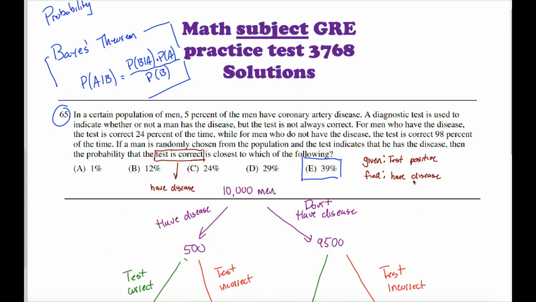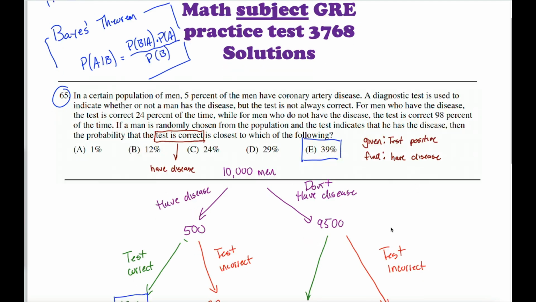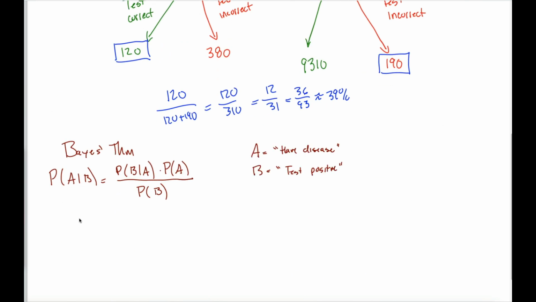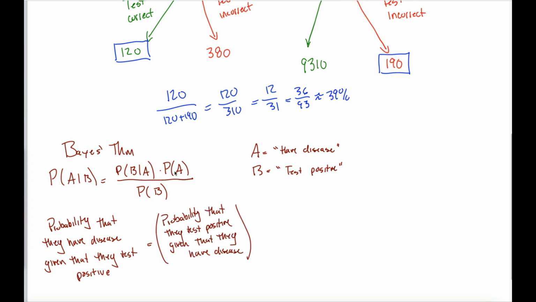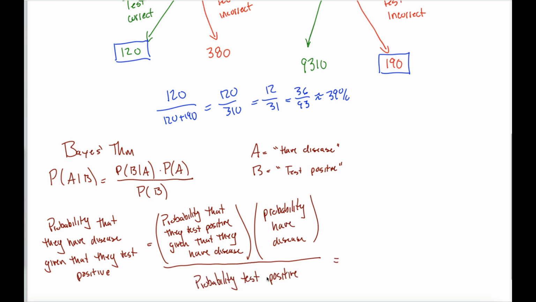In the language of Bayes' theorem, A is have the disease and B is test positive. So the probability of A given B, the probability that they have the disease given that they test positive, is equal to the probability of B given A, the probability that they test positive given that they have the disease, times the probability of A, the probability that they have the disease, divided by the probability that they test positive. If we can figure out these 3 probabilities, all we have to do is multiply and divide and we're done with the problem. So what's the probability that they test positive given that they have the disease?